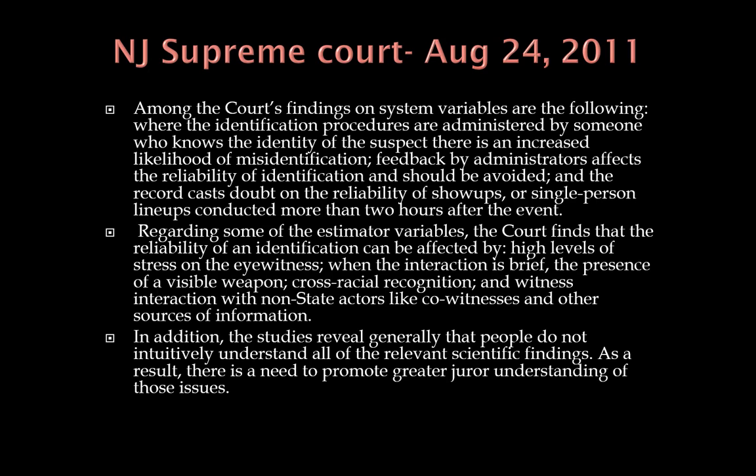Now, I just want to point out some things about what they say. Look at the wording that they're using. It says, among the court's findings on system variables, look, they're using our terms, are the following: where the identification procedures are administered by someone who knows the identity of the suspect, there is increased likelihood of misidentification. Feedback by administrators affects the reliability of identification and should be avoided. And the record casts doubt on the reliability of show-ups.